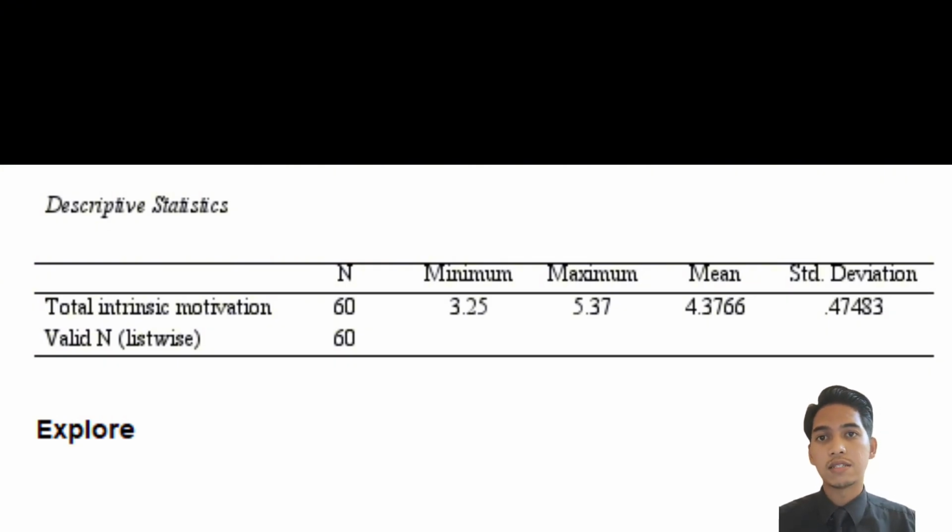This table presents the descriptive statistics for intrinsic motivation among the respondents. A total of 60 respondents participated in this study. The mean score was 4.38, indicating a high level of intrinsic motivation among the respondents. The minimum score was 3.25, while the maximum score was 5.37. In addition, the standard deviation was 0.47, which suggests that the responses were relatively consistent, and most respondents had a similar level of intrinsic motivation.